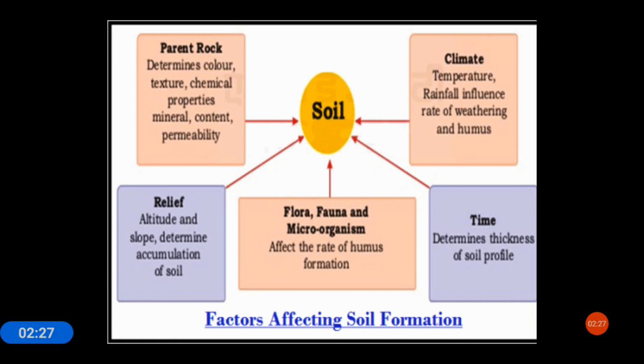Next one, climate. Temperature and rainfall influence the rate of weathering and humus. Third, time determines thickness of soil profile. Flora and fauna, microorganisms affect the rate of humus formation. Relief, altitude and slope determine accumulation of soil. So these 5 factors are important in the formation of soil.